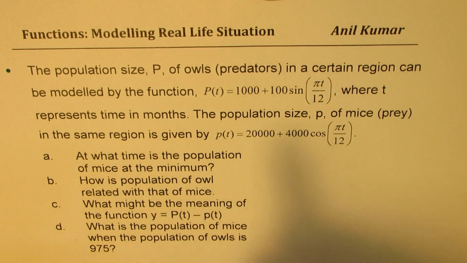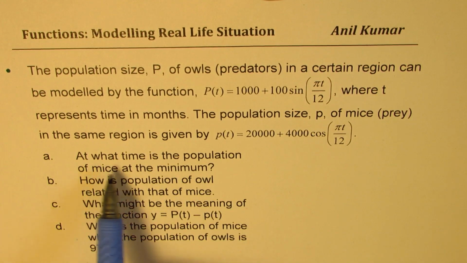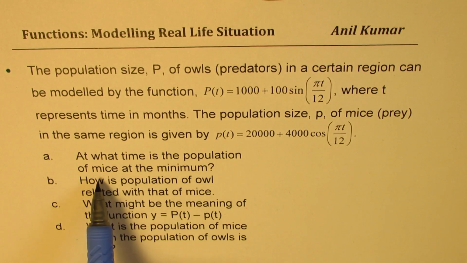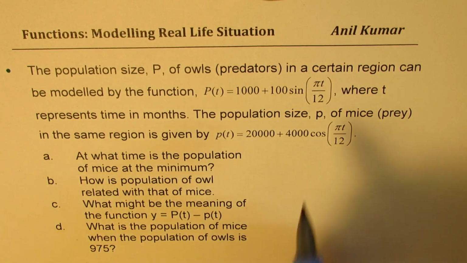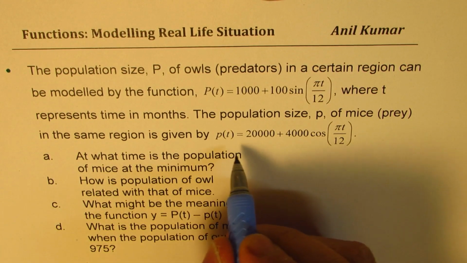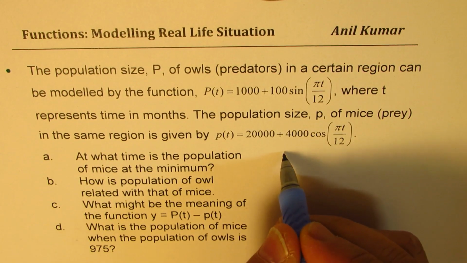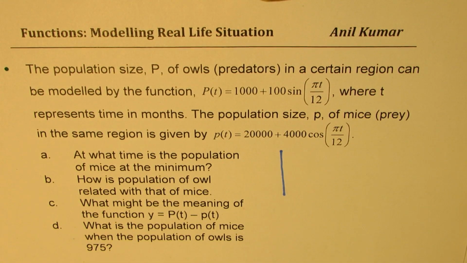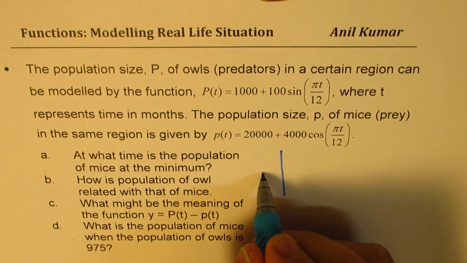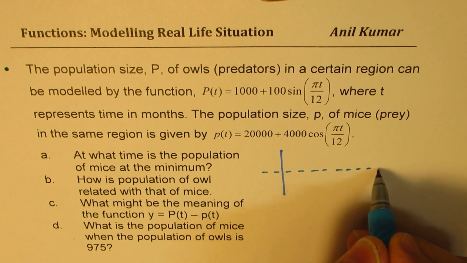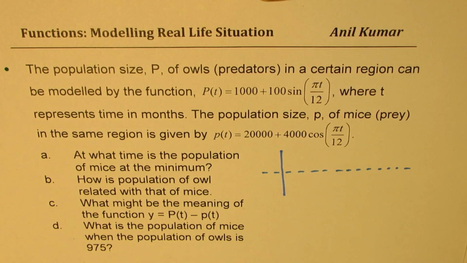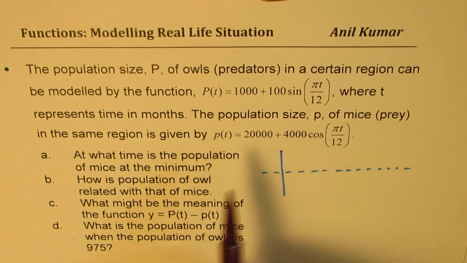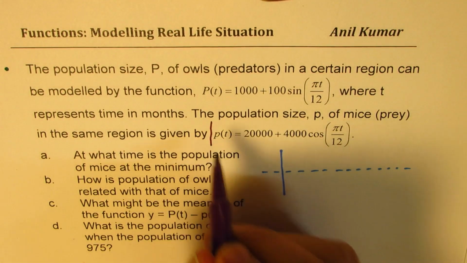Now let's try to analyze. We're looking for what is the time, at what time is the population of mice at the minimum, right? So let's look into the population of the mice, which is given by this equation here. So I'll kind of sketch this right here. I prefer to make light, approximate diagrams, which give you the gist of the situation, and this small space will help us understand the whole explanation, right? So we are saying population of mice, which is given here.